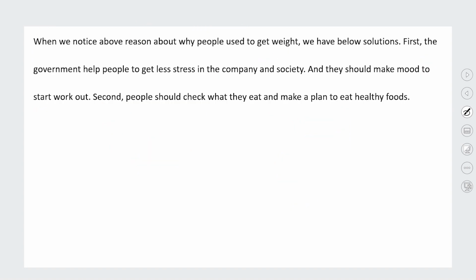So then we go on, they've got another paragraph when they talk about the solutions. "When we notice above reasons," there should be "reasons," there's more than one, about why people used to get weight. We're talking about currently where people gain weight. You don't get weight, you gain weight or you lose weight. "We have below solutions," or they should say something like, "I have proposed some solutions below," would be the correct way to say it.